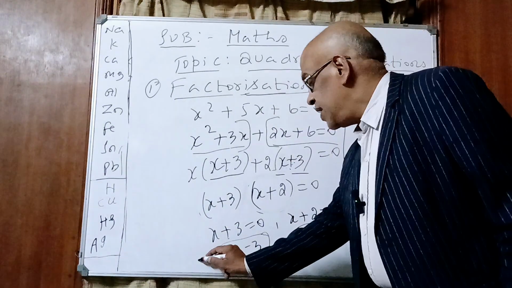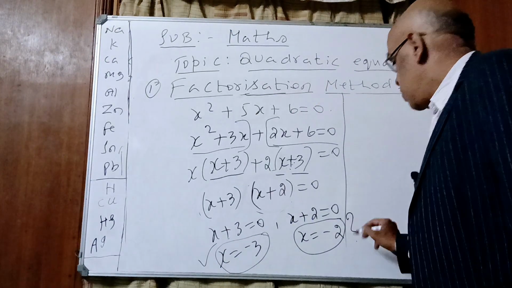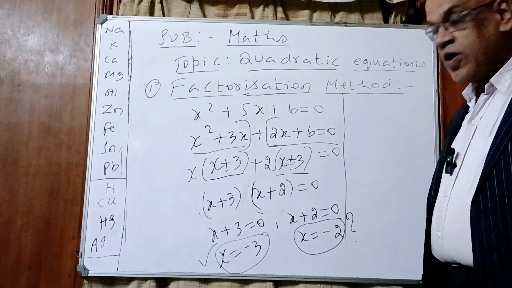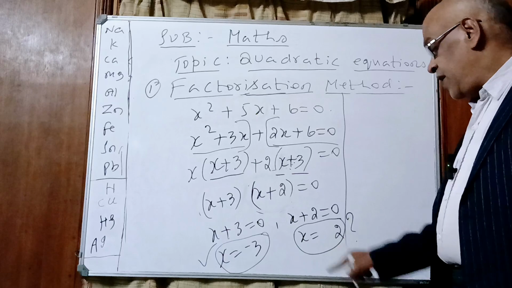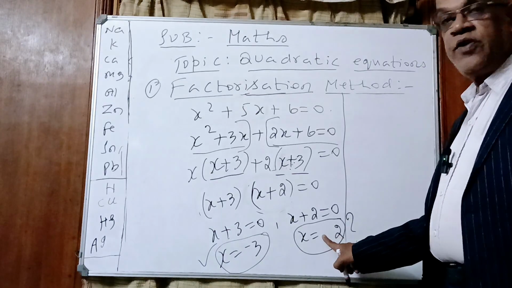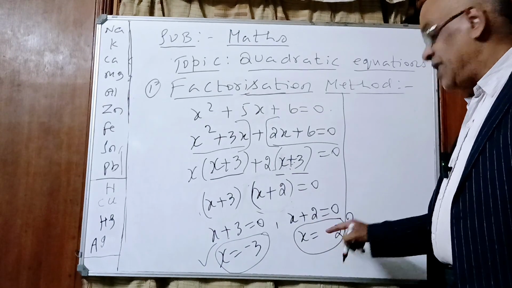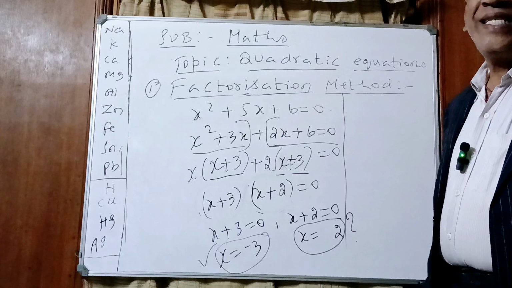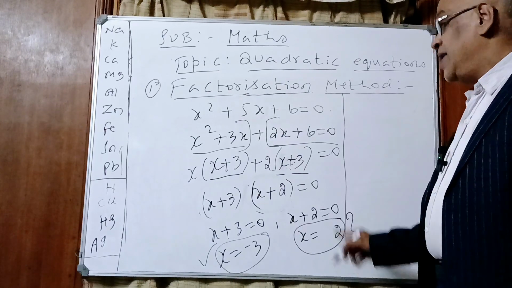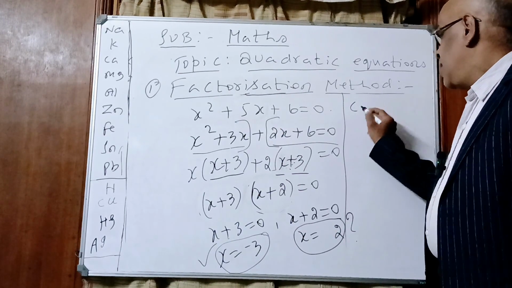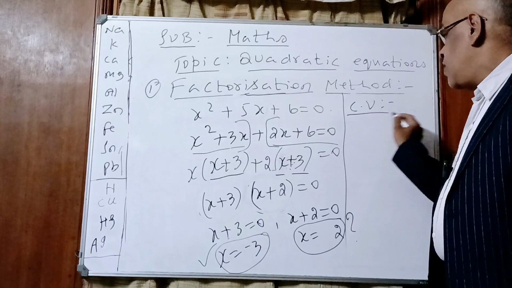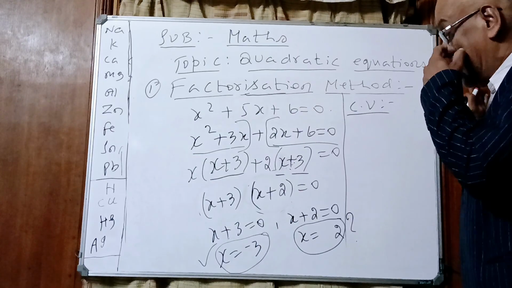This is the final answer. Now I have a doubt whether my answer is right or wrong. By mistake, if I write plus 2 instead of minus 2, I forget to put the minus sign. We tend to make such silly mistakes, children. Then the answer doesn't tally.